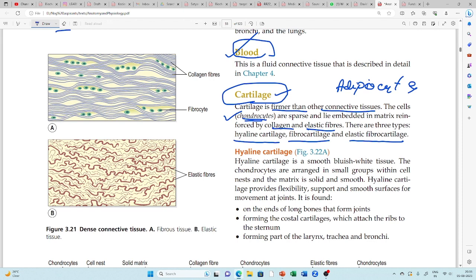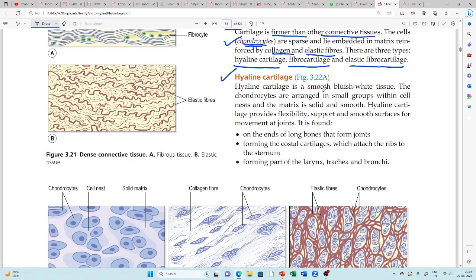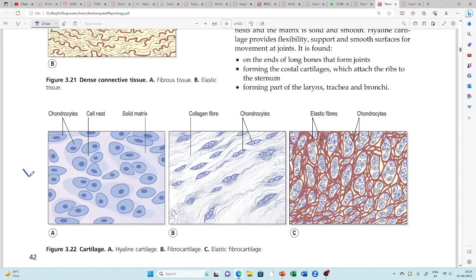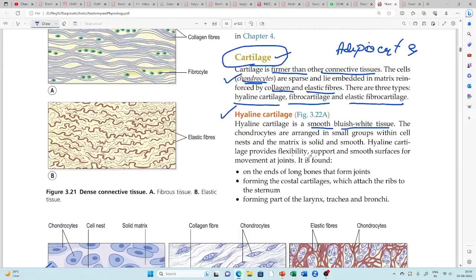Here you should study the examples also. Most of the time they will ask for examples of the types of cartilage. First we will study hyaline cartilage. What is hyaline cartilage? Hyaline cartilage is a smooth, bluish white tissue. The chondrocytes are arranged in small groups within cell nests, and the matrix is solid and smooth.